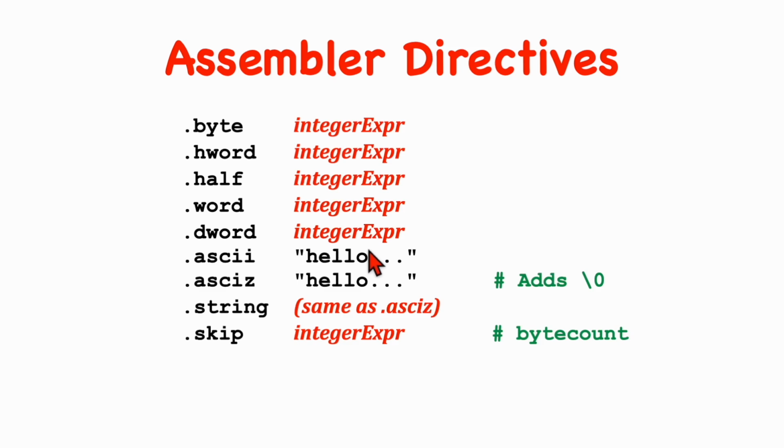And another thing I wanted to mention is that for all of these, except skip, I suppose, you would have a list of initializing expressions. So for example, if you wanted 3 double words in a row, you could have 3 comma-separated integers to tell what those three double words would be initialized to.